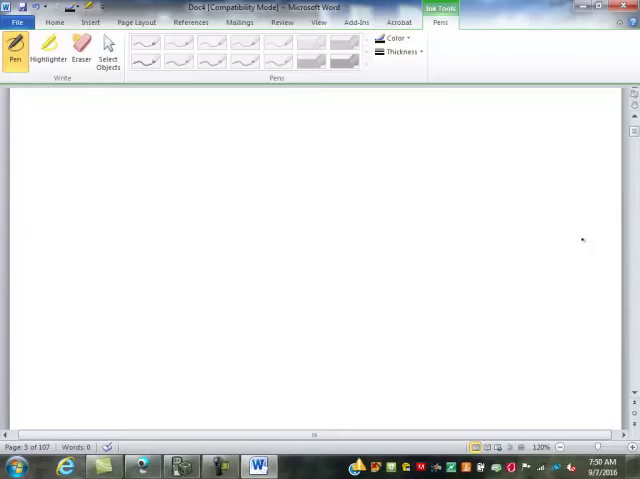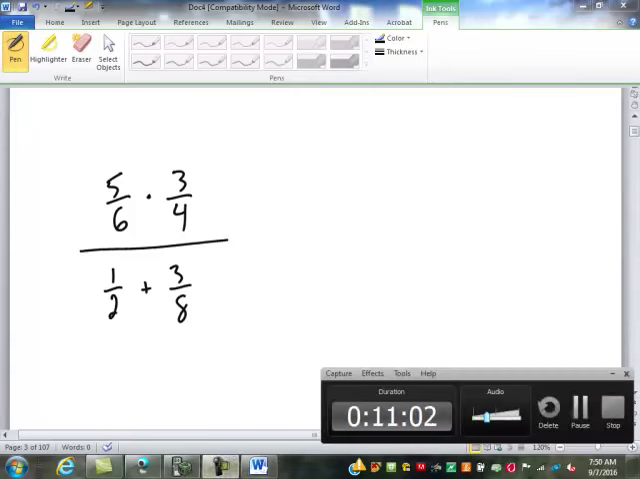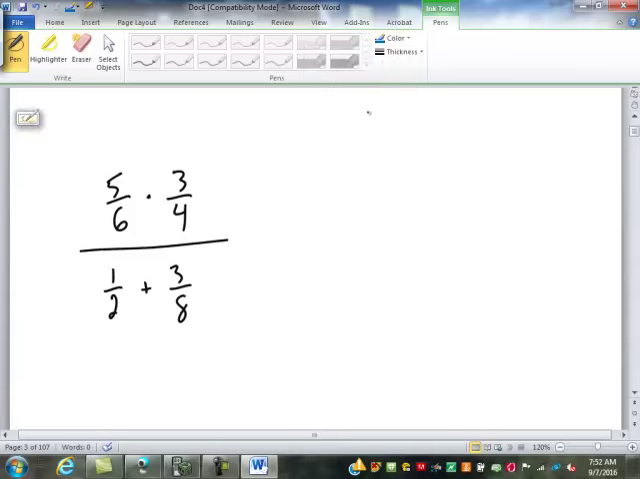Well, let's see what happens when we run into something like this. Try that one in your notes, see what you come up with. Okay, so let's take a peek. On top here, we have 5/6 times 3/4. The 6 and the 3 will cross cancel, giving me 1 and 2. 5 times 1 is 5. 2 times 4 is 8.